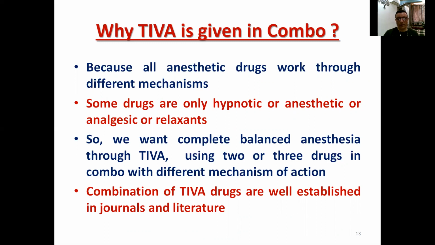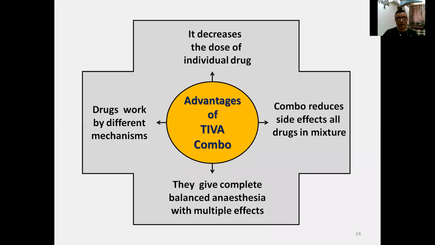And so we want complete balanced anesthesia through TIVA. So using 2 or 3 drugs in combo with different mechanisms of action, we are using this combo. Combinations of TIVA drugs are well established in journals and literature. And these are the advantages of TIVA combination. It decreases the dose of individual drugs. Combo reduces the side effects of the drugs in the mixture.